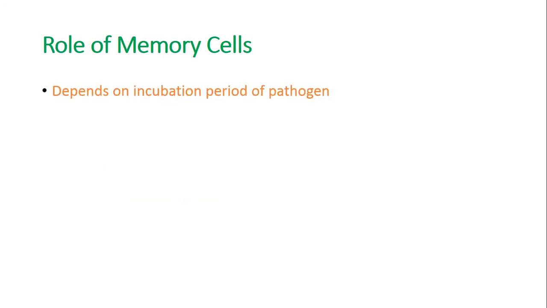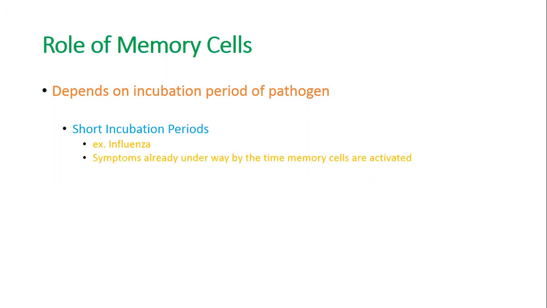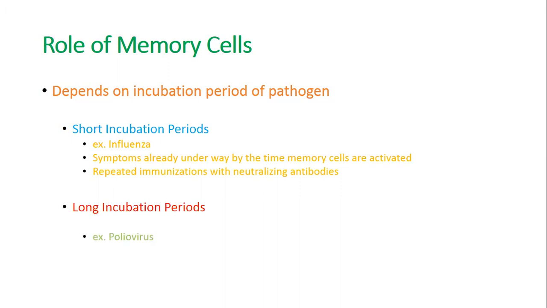It depends on the incubation period of the pathogen. Short incubation periods, for example influenza: symptoms are already underway by the time memory cells are activated, so repeated immunizations with neutralizing antibodies are needed. For long incubation periods, for example poliovirus, there is enough time to allow memory B cells to respond.